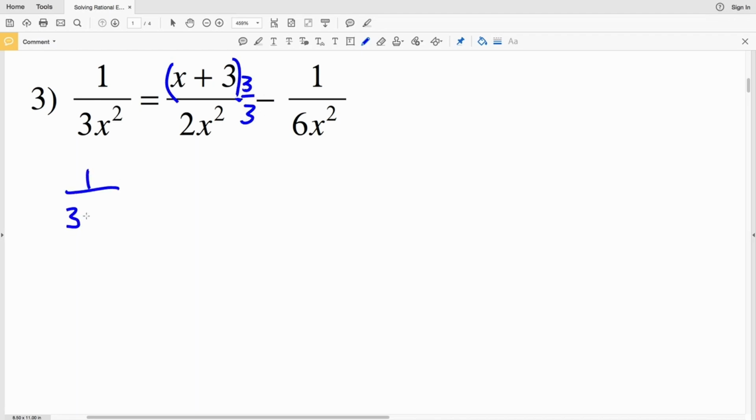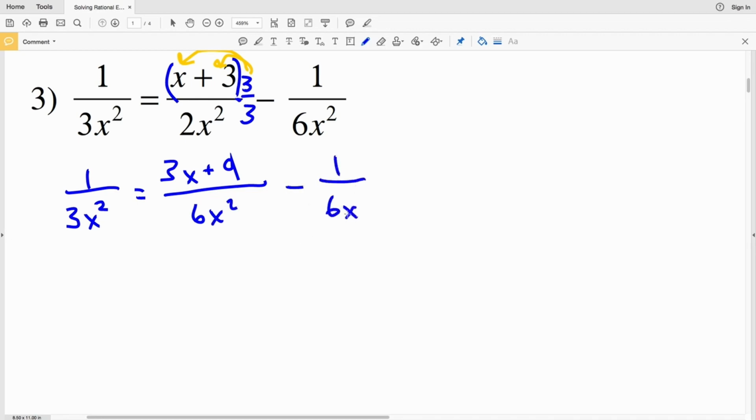We're going to have 1 over 3x squared, and that's going to be equivalent to now distributing this 3 in the numerator. It'll be 3x plus 9 all over 3 times 2x squared, which is 6x squared. And then we're subtracting 1 over 6x squared. Now we'll be able to combine the numerators since the denominators are the same. So we have 1 over 3x squared equal to 3x plus 9 minus 1, which will be plus 8, all over 6x squared.